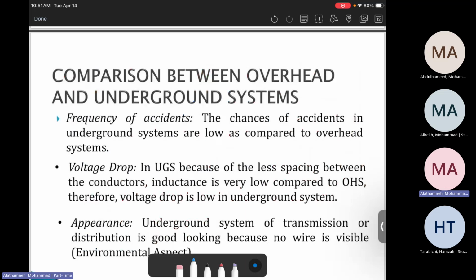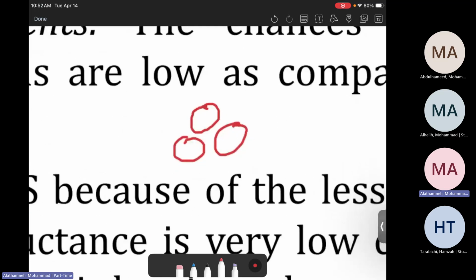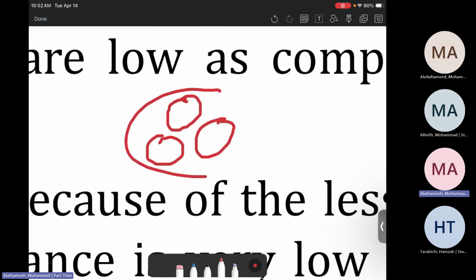The frequency of accidents in underground systems is low compared with overhead systems. The other thing is the voltage drop. When you look at the spacing between the phases, like three phase, we will talk about the phases later, but the spacing between the conductors in underground cables is filled with insulation material. So the space here is very low.